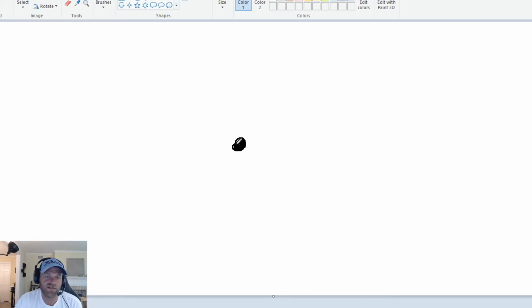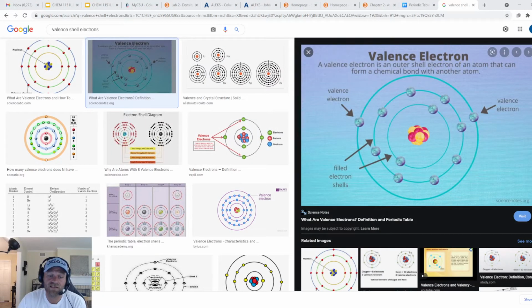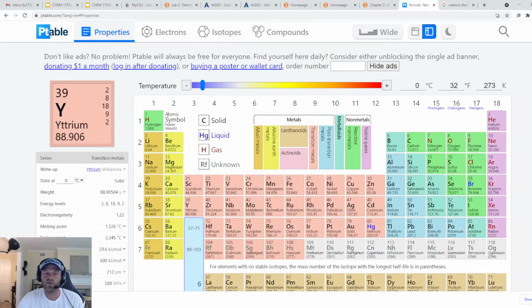That's my nucleus. Okay, and then I do a shell. Let's do another shell and another shell. Okay, so the electrons on this outermost shell are going to be the ones that I would call the valence electrons. And in order to know how many that is, all you really have to do is look at your periodic table. Okay, so let me pull back up the periodic table. Whatever group number it is, that's how many valence electrons it has.